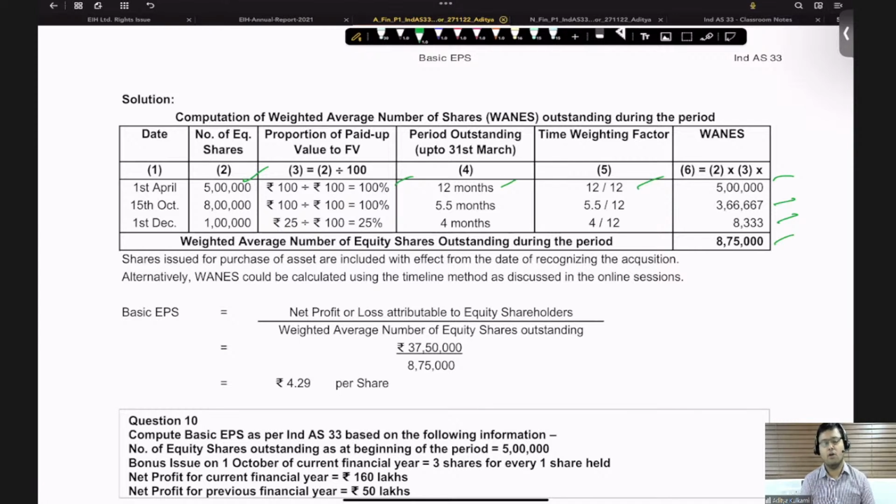So that is all there is in your weighted average calculations. All clear? Do you need anything new in this? Nothing is left. All questions we have discussed, all concepts we have seen.